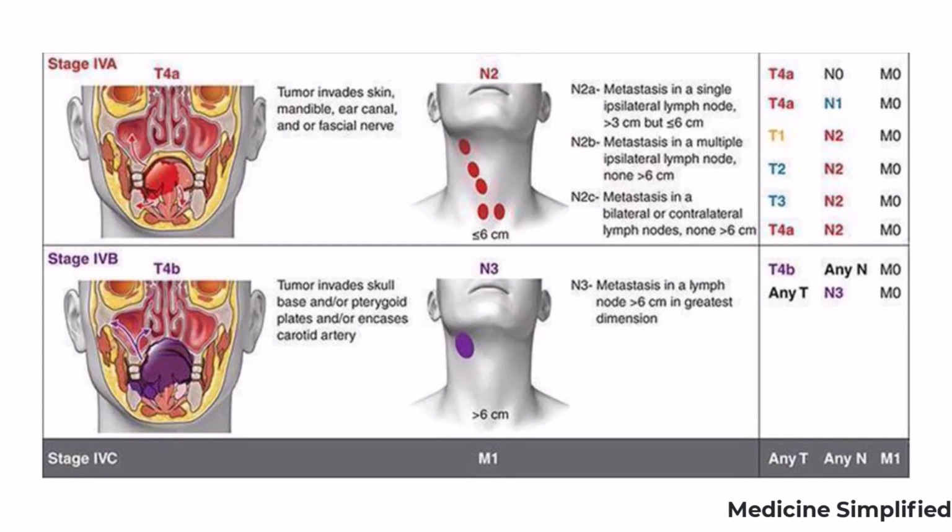T4b, which involves both lip and oral cavity, any N, M0 or any T staging. Next is N3, more than 6 centimeters, which can be contralateral, and M0. There is another stage, 4C, that is any T, any N and M1, distant metastasis seen.